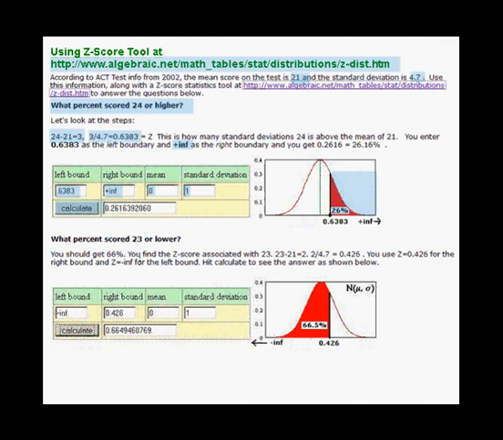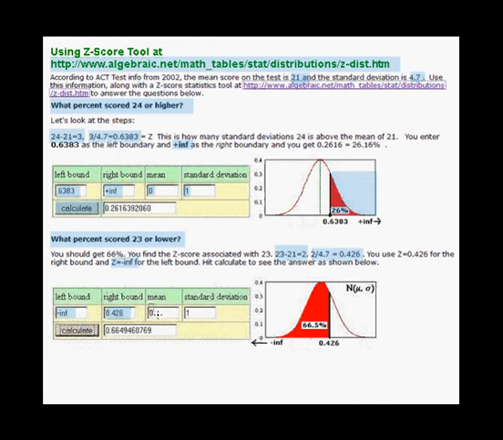The next problem I have here is what percent scored 23 or lower? Here, 23 is our right z-score. And to figure out the z-score for 23, we take 23 minus 21 is 2. 2 divided by 4.7 is 0.426. That's our right z-score. We put it in for our right bound. Now, the left z-score, well, it's negative infinity, so we use z equals negative infinity, or we abbreviate it minus INF in our calculator.